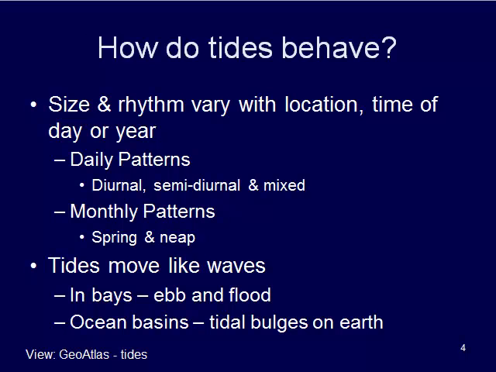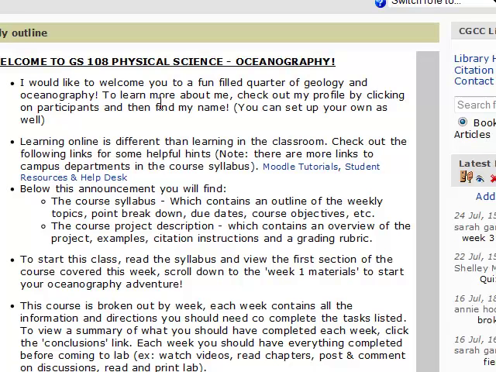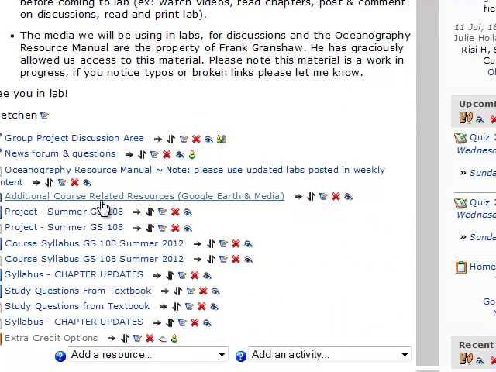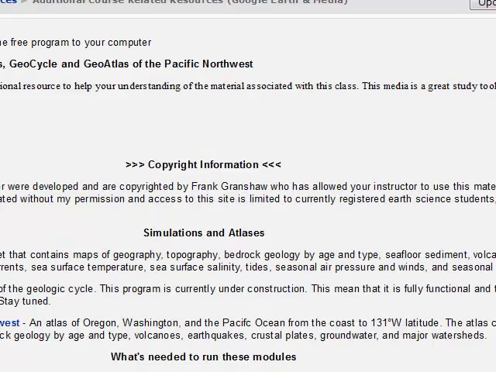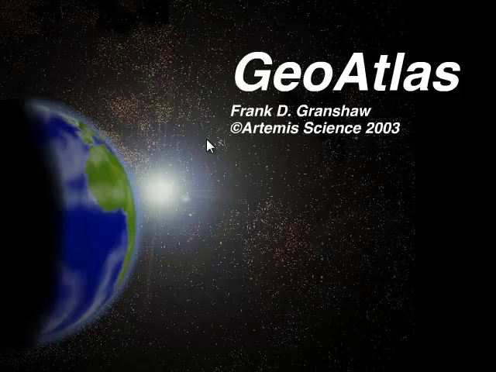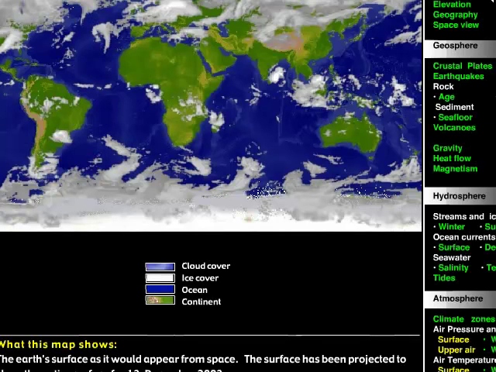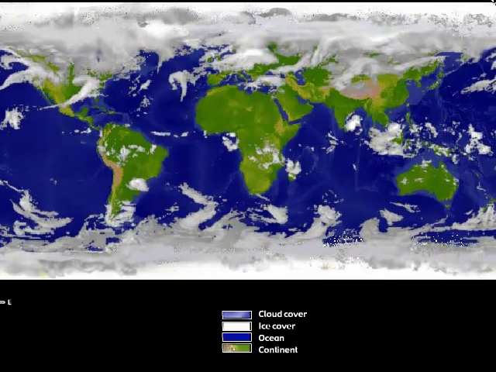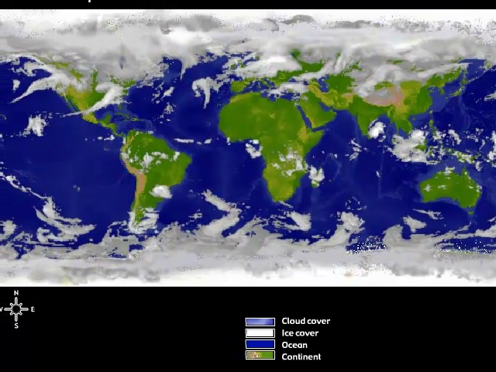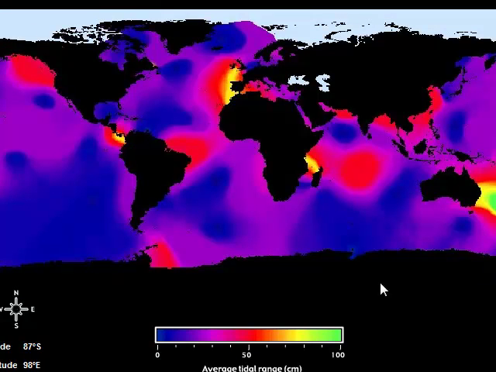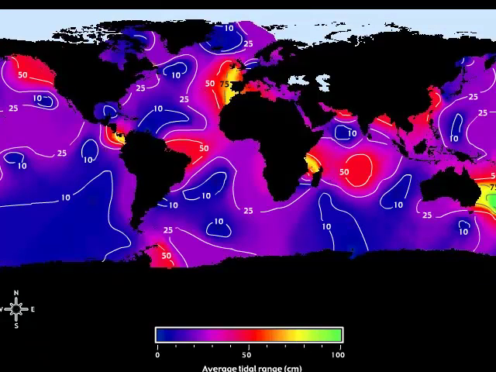So if you guys open up GeoAtlas, just to remind you how to get to it, go to the course homepage, click on additional course resources, and then click on GeoAtlas, and you'll see the start page, and click to start module 1 map. And I'll move my screen so you can see it a little bit better. I'm going to click on tides, and here you'll see, if I put the numbers on, the average tidal ranges in centimeters, the purples being low, the greens being high. So we have some areas that have pretty high tides.